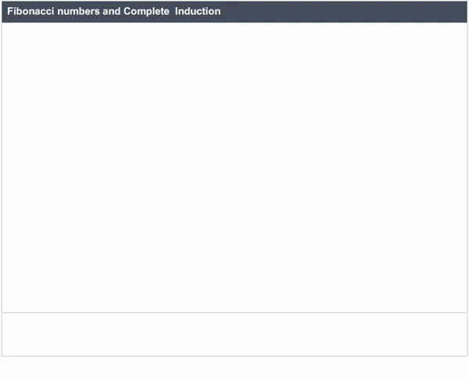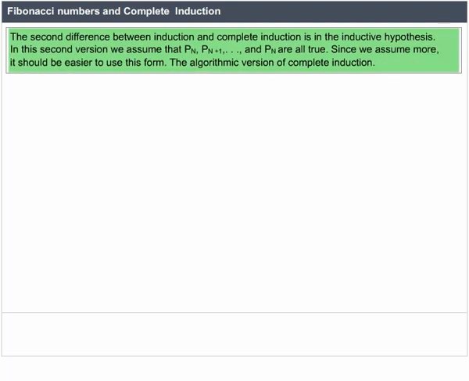The second difference between induction and complete induction is in the inductive hypothesis. In the second version, we assume that Pn0, Pn0 plus 1, etc. and Pk are all true. Since we assume more, it should be easier to use this form. The algorithm version of complete induction.